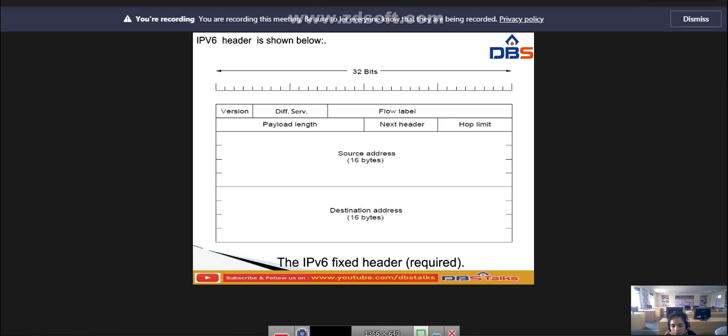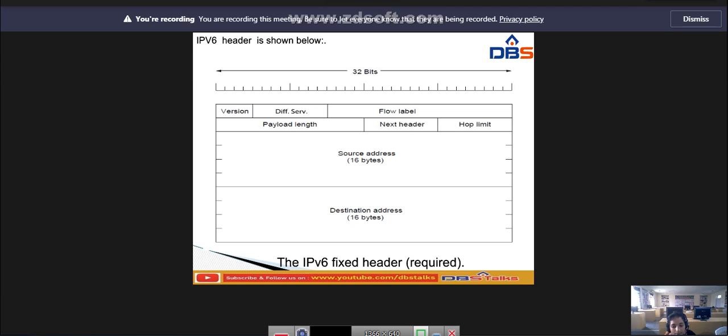Next, the flow label. It may be used by the host to label those packets for which it is requesting special handling by the routers within a network. Next, payload length. It is a 16 bit field. This is the total length of all the extension headers plus the transport level IP datagram.